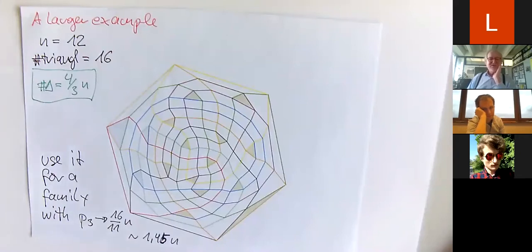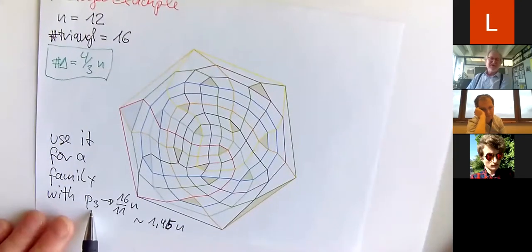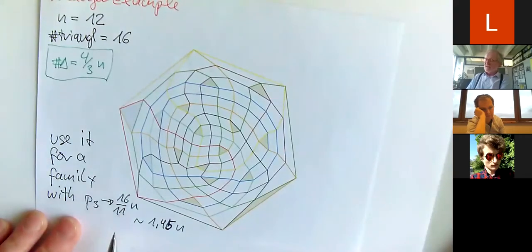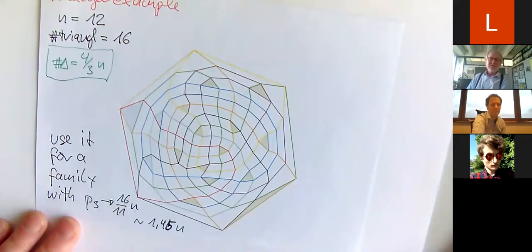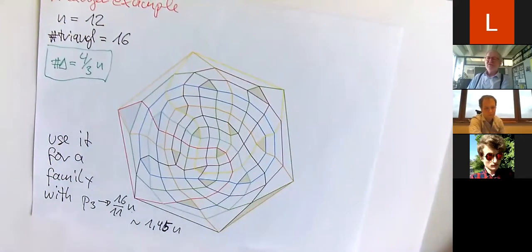And what we did is we use this example to generate an infinite family of counterexamples where the number of triangles is approaching 16 over 11 n. So it's about 1.45 n. It's way below 2 n. And let me indicate how the construction goes.